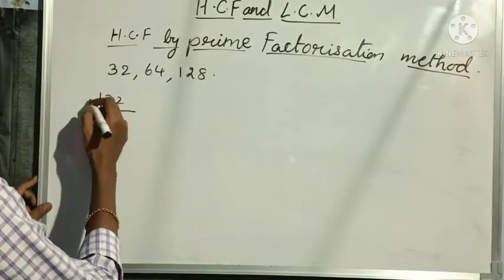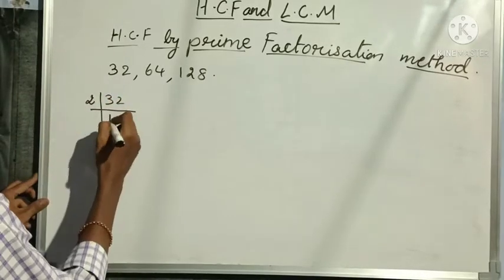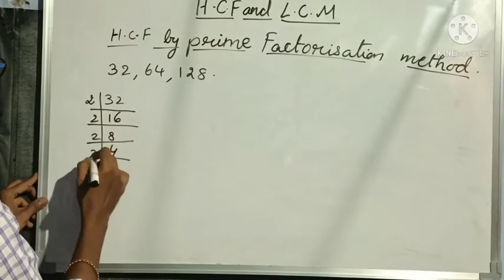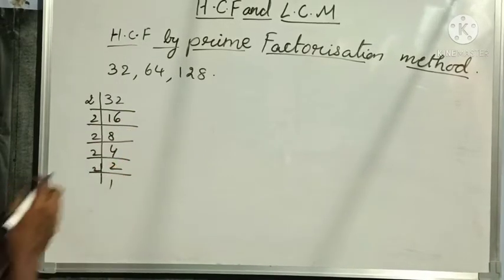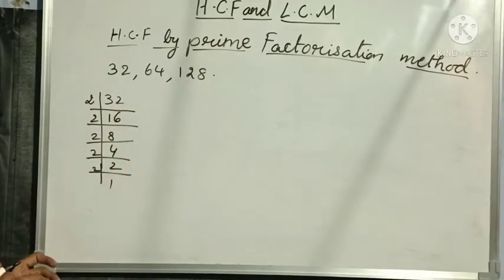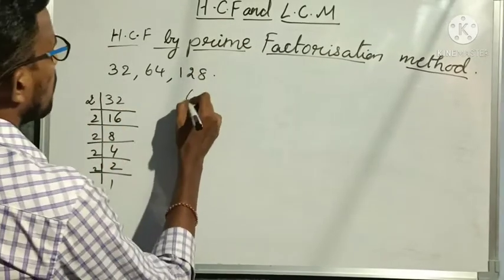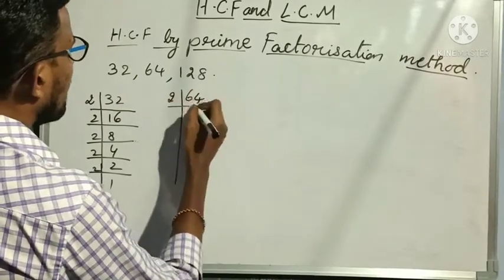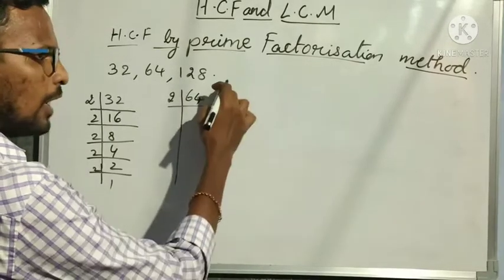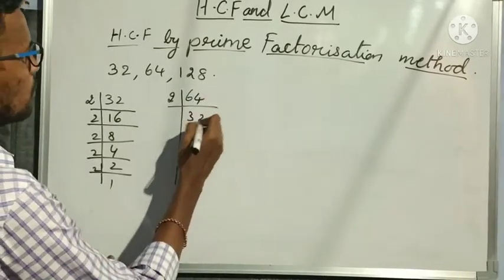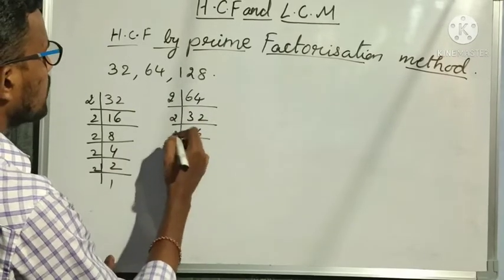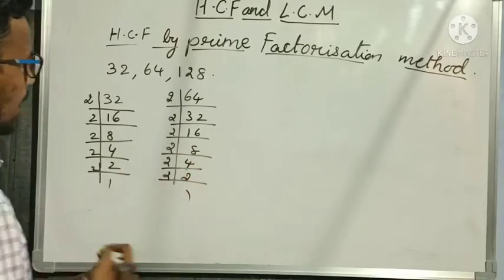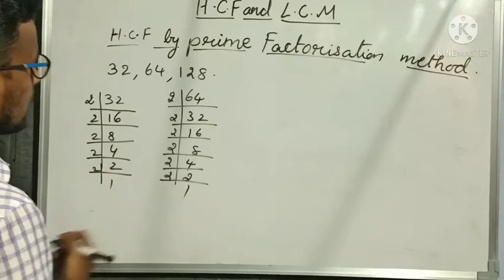32 is an even number, so it is divisible by 2. 2 ones are 2, 12 remains, 2 6s are 12. So again 2 8s, 2 4s, 2 2s, 2 1s. Prime factorization means we have to use only prime numbers here. Again 64, the second number: again the 2 table, because 64 is an even number, and all even numbers are divisible by 2. So for 64: 2 32 times, 2 16 times, 2 8 times, 2 4 times, 2 2 times, 2 1 time. Understood? So this is for 64.